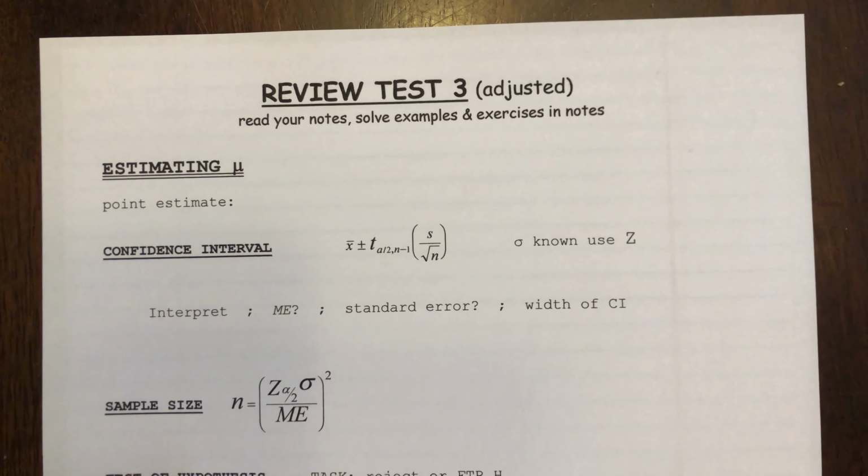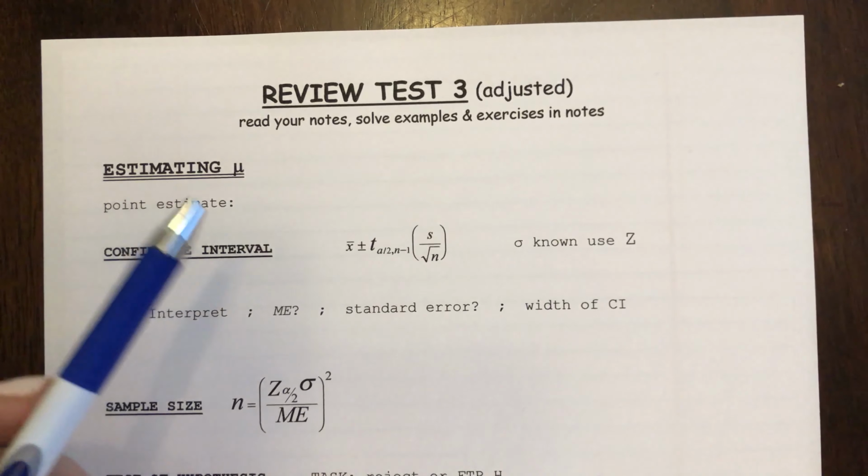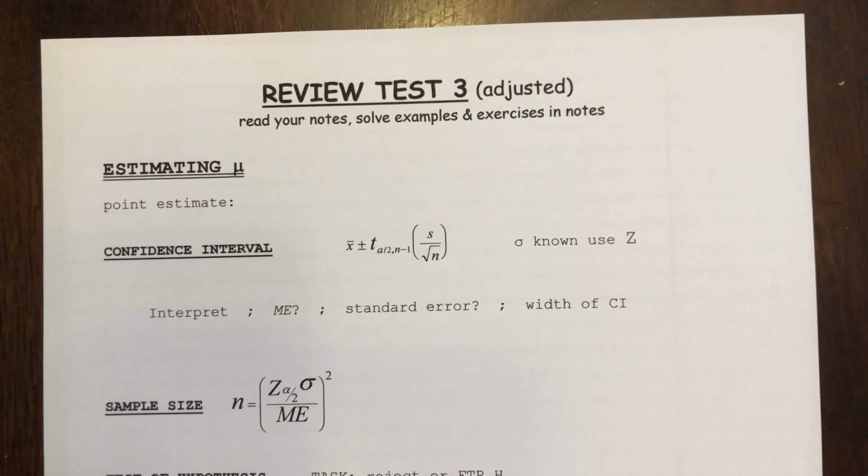In this first part of the review, I'm just going to talk about the material that's going to be covered for test 3. So we started off estimating a parameter, and we did focus on the mean, but technically a lot of these things work in a similar fashion for any parameter that you want to estimate. But we again did focus on the population mean.